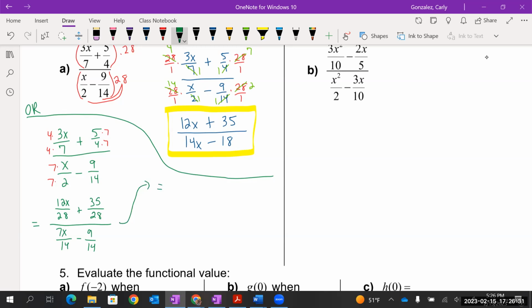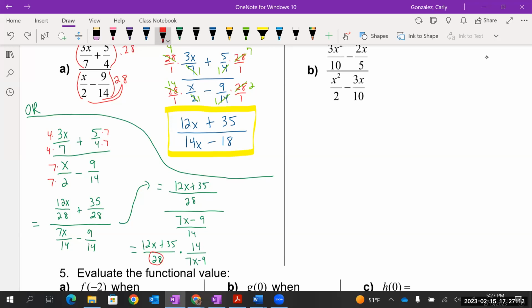And now we can go ahead and write that as one fraction on the top, 12x plus 35 all over 28, and then one fraction on the bottom, 7x minus 9 all over 14. And now that we have one fraction over another fraction, we can flip the bottom and multiply. So that 12x plus 35 over 28 will multiply by 14 over 7x minus 9. And now we can reduce 28 and 14 by 14.